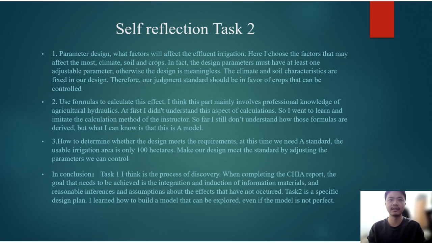For the model design, I think there are three main aspects in this report. The first is parameter design. What factors will affect the effluent irrigation? Here I chose what I think is the easiest way to find the factors: climate, the soil, and the crops. In fact, the design parameters must include at least one adjustable parameter. Otherwise, the design is meaningless.